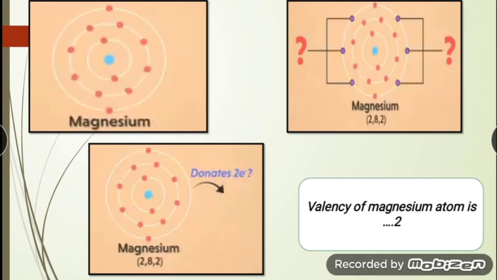So children, valency is not only stated by how many electrons are taken, but also by how many electrons are given. That means we can say valency means the number of electrons accepted, donated or shared. It is called valency. So this is the way the valency of various atoms is calculated.